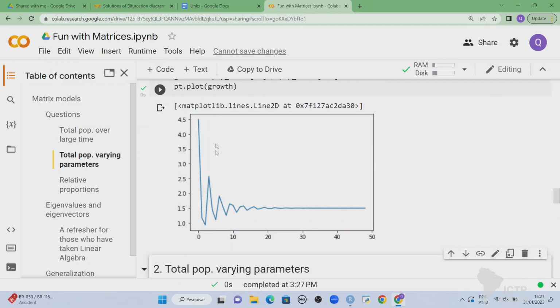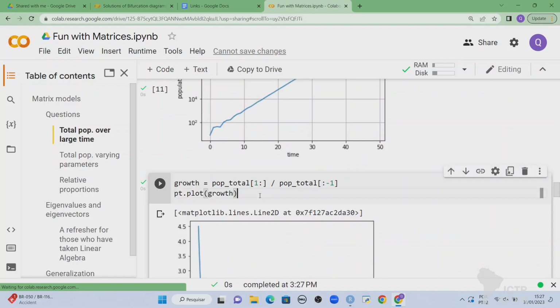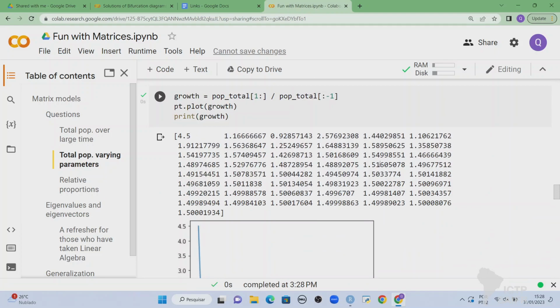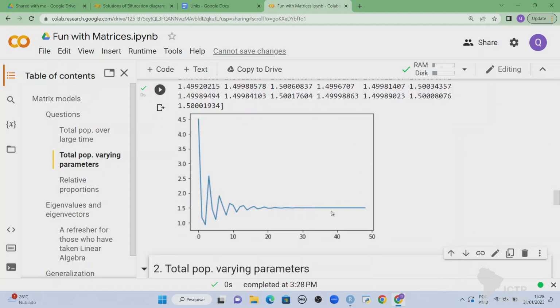And you see, it oscillates a bit, but after some generations, about 20, it stabilizes. So the growth per generation of the total population goes to a certain value. Let me print growth again to see what this value is. So it is approaching 1.5. You see here in the end, 1.5, 1.5, 1.499, 1.499, 1.5. So it's getting close to 1.5.